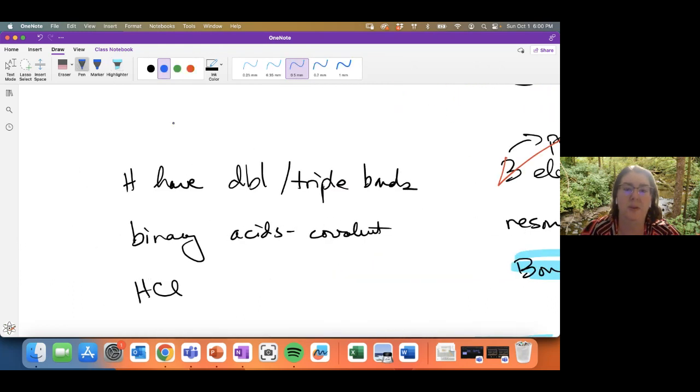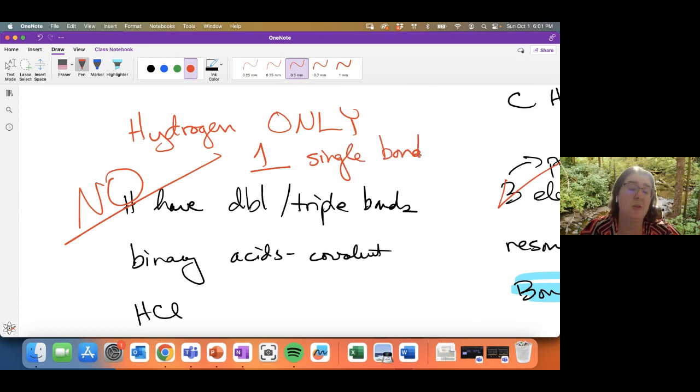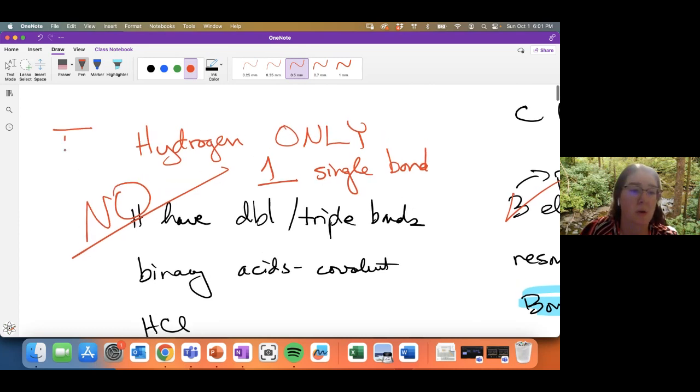Does hydrogen have double or triple bonds? No. Hydrogen only has one single bond. So technically hydrogen is also an exception to the octet rule. But hydrogen only has that poor little 1s electron. So hydrogen, only one single bond ever.